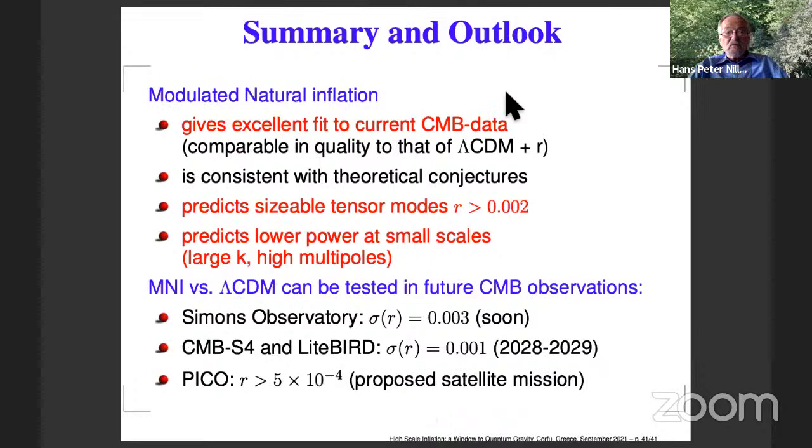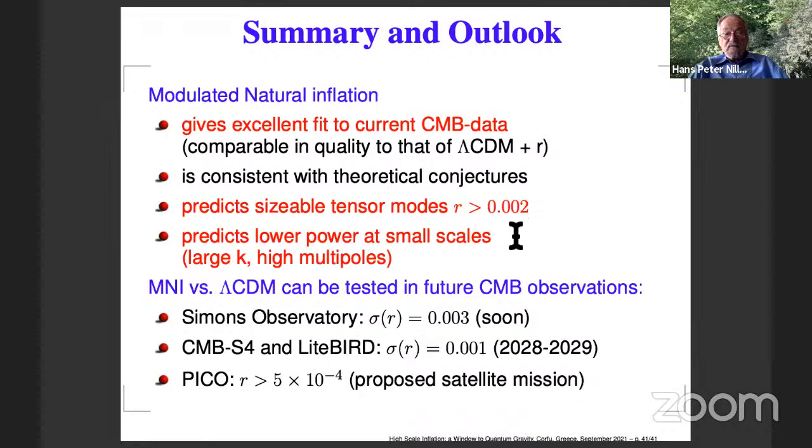As I said, modulated natural inflation gives an excellent fit to the current CMB data. It's consistent with the theoretical conjectures. It predicts sizable tensor modes, and this comes from the wiggles in the potential. It predicts lower power at small scales.